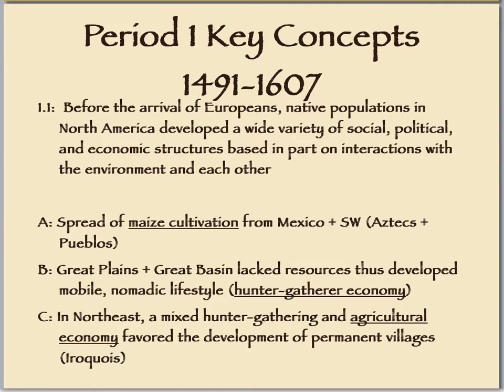Okay, three other key concepts. First one is the spread of maize cultivation. It's such an important idea we'll talk about over the next few slides. It begins in Mexico with the Aztecs, and then goes north with the Pueblos, and then eventually to the eastern part of North America. B, is not really talked about much in your book, but it's an important concept, the Great Plains and the Great Basin region, which we'll look at a map later in this presentation.